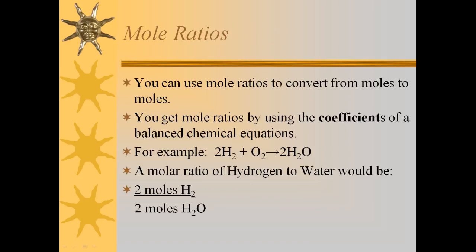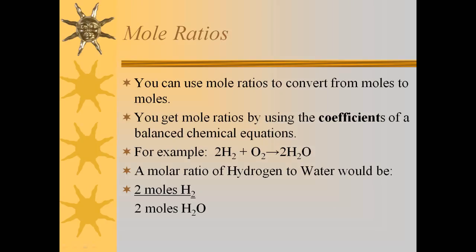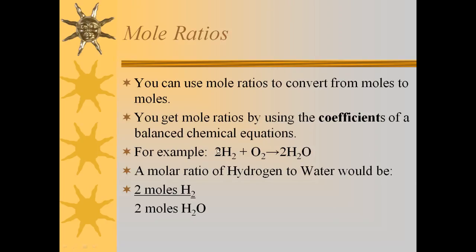You'll also be using mole ratios. You get mole ratios by looking at the coefficients of the balanced chemical equation. For example, in this chemical equation, we have hydrogen plus oxygen producing water. When we balance that, we know that we need to have 2 hydrogens, 1 oxygen, and 2 waters to be able to balance the equation. So a mole ratio of hydrogen to water would be 2 moles of hydrogen to 2 moles of water.